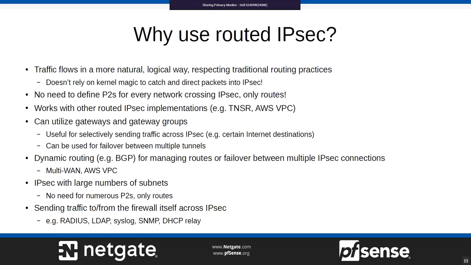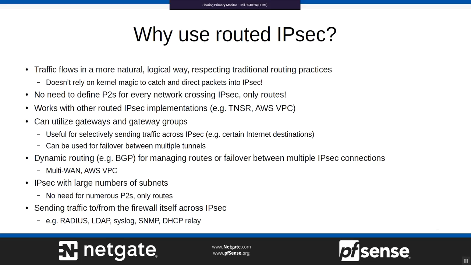And well, speaking of flexibility, why would you want to use it? Well, traffic flows in a more natural, logical way. If you're used to how traffic flows at the operating system level, you've got routes in your routing table. You put in a static route, that's where traffic is going to go, or you can do policy routing. With policy-based IPsec, there's all this kernel magic that happens. It just grabs packets that match your security associations and shoves them into IPsec, or it might catch things that come in matching in what it thinks is the wrong direction and filter them out. Or you won't see your security associations in the routing table either, so it can be kind of confusing.